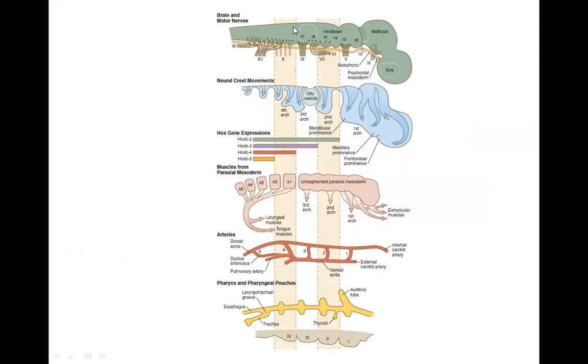Over here you can see a diagram showing all the cranial nerves which will be innervating all the pharyngeal arches. These are the cranial nerves. Then the second one, the blue one, is the cranial neural crest cells which are migrating into their corresponding pharyngeal arches. And the third one is the muscles, which are arising from the paraxial mesoderm and the somites, forming the muscles of the pharyngeal arches.